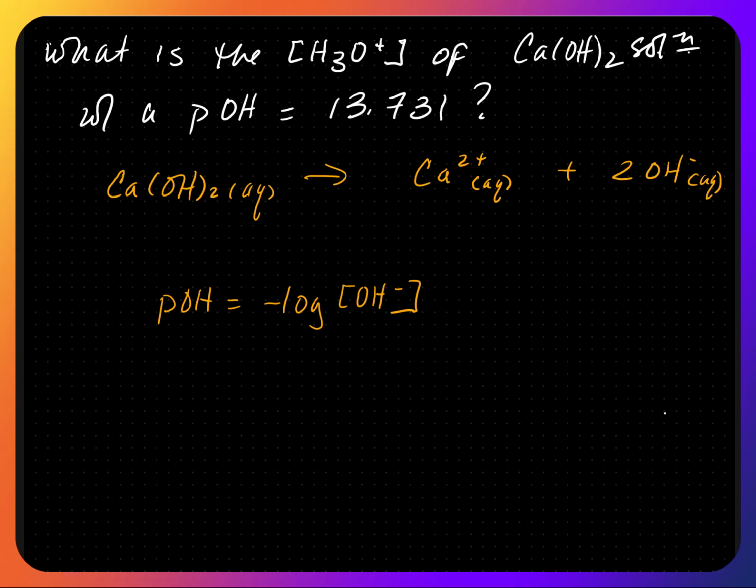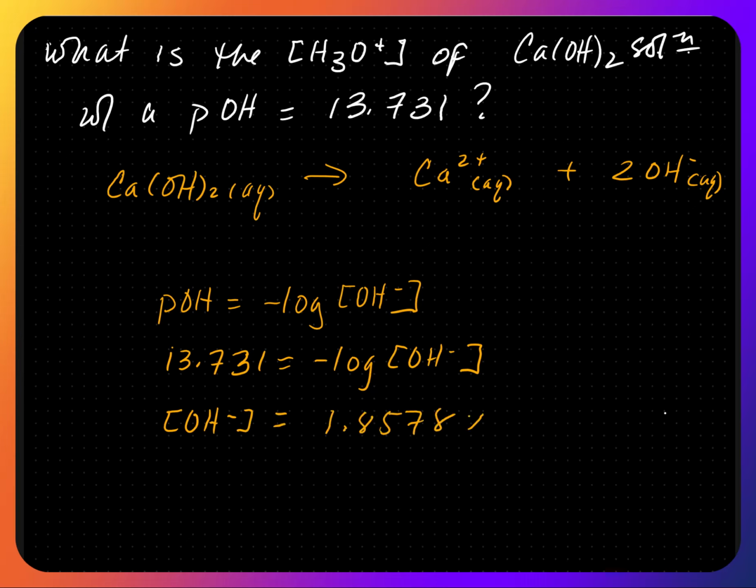We can find the OH concentration because we know pOH is 13.731. This is equal to negative log of OH minus. Divide both sides by negative first, then take the anti-log, and you should get OH minus equals 1.8578 times 10 to the negative 14th molar. We need to find the H3O plus concentration.